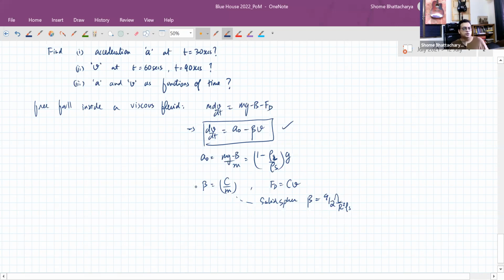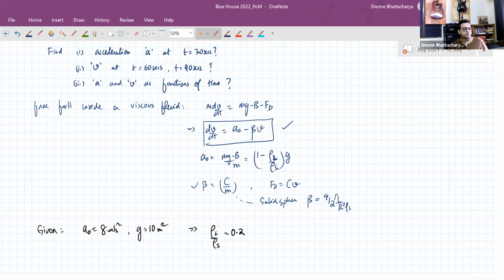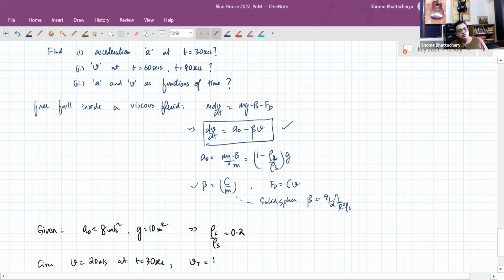Okay, so now, but see, we don't really need to use this. We just need to use this equation with the data given above. So what was the data given above? It is given to us that A naught is equal to 8 meters per second square, whereas g was 10 meters per second square. So that is obviously showing us that this factor is 0.2. And it was also given that v is equal to 20 meters per second at t equal to 30 seconds. Okay. And terminal velocity was equal to 40 meters per second.